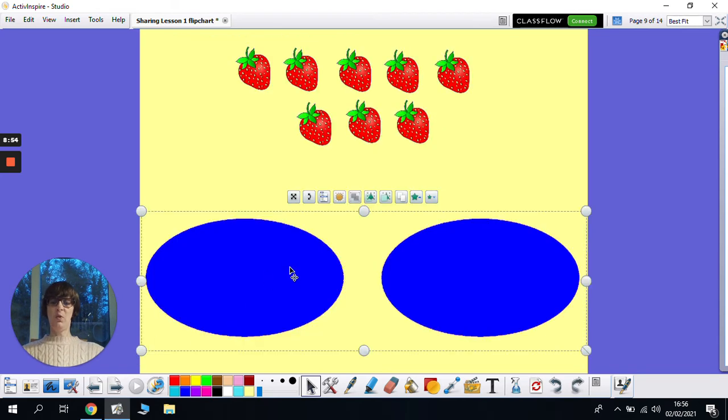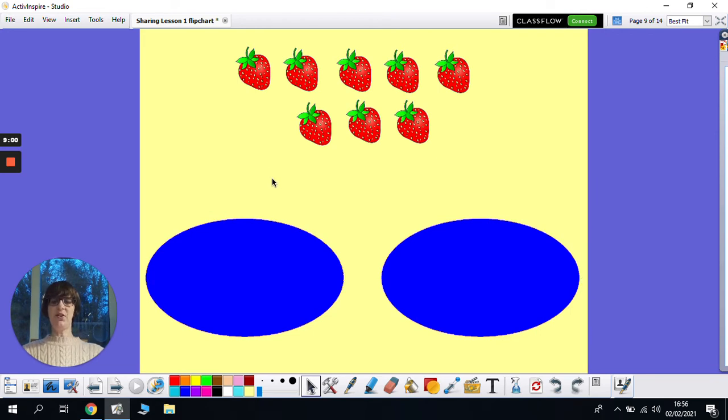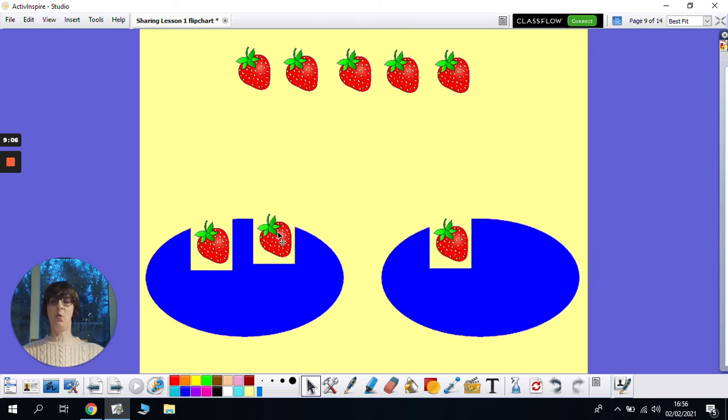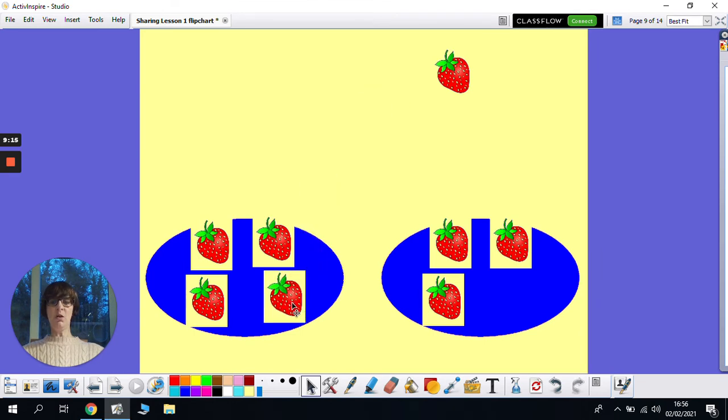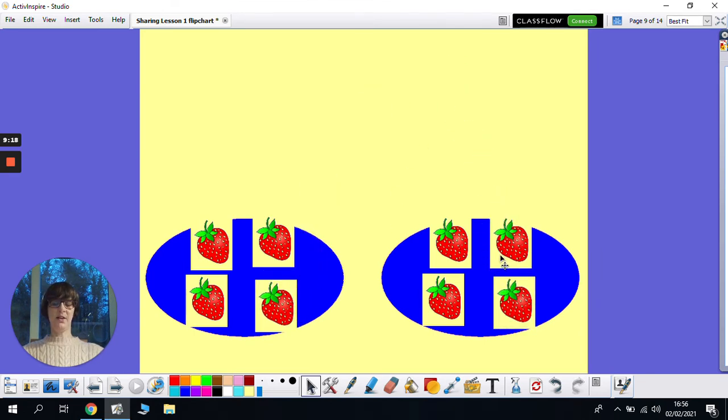Okay, now we've got a little job to do with sharing the strawberries equally between the 2 plates. We're going to go 1 for that plate, 1 for this plate, 1 for that plate, 1 for this plate, 1 for that plate, 1 for this plate, 1 for that plate, and 1 for that plate. So we have got 4 strawberries on this plate and 4 strawberries on that plate. Are they shared fairly? How do you know? Yeah, they're shared fairly because they each have 4 in their group and the 2 groups are equal, aren't they?